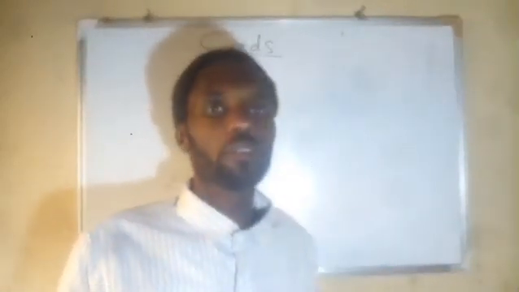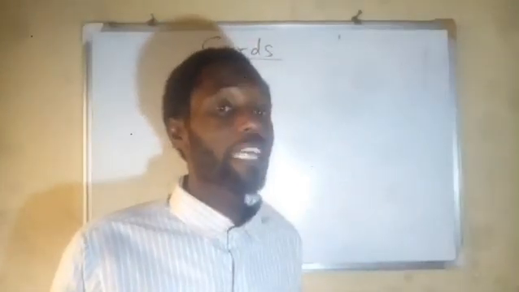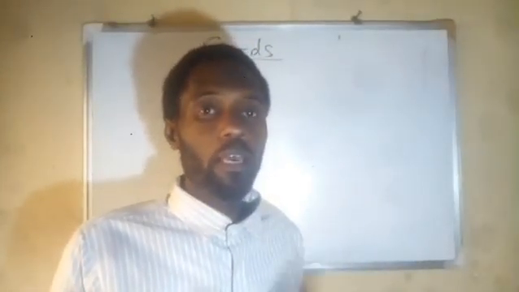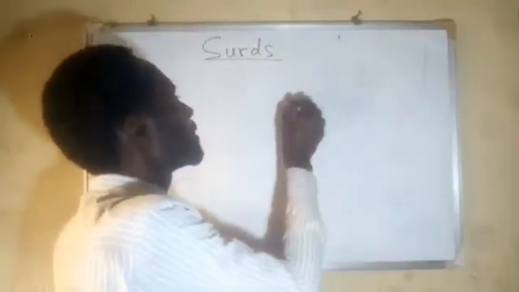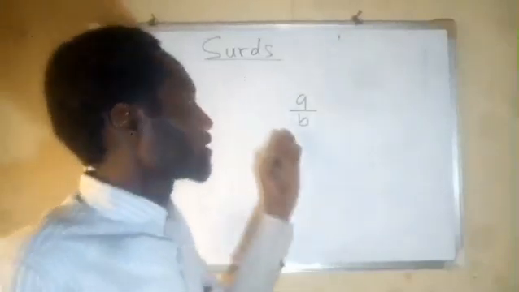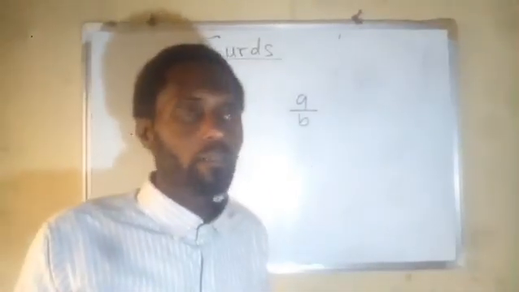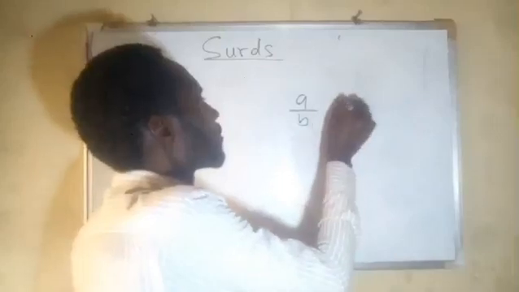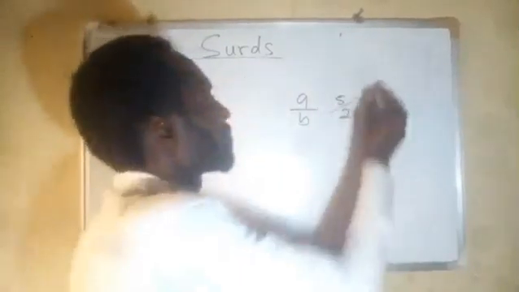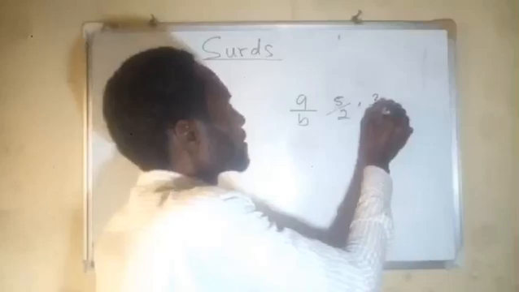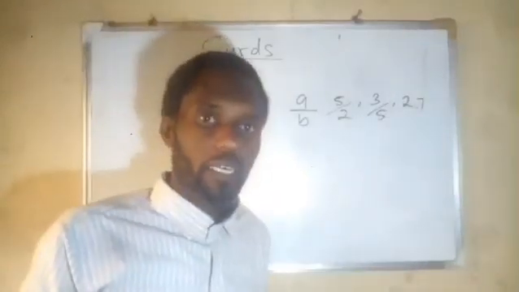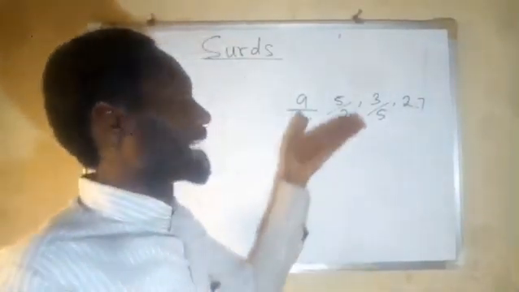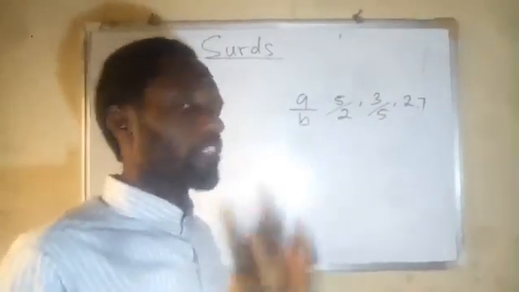Okay, rational numbers are numbers that can be expressed in the form of a over b. Any number that can be expressed in this form, we call it a rational number. Example, 5 over 2. Example again, 3 over 5. They are all rational numbers. 2.7. All these, we call them rational numbers because you can get their exact values.